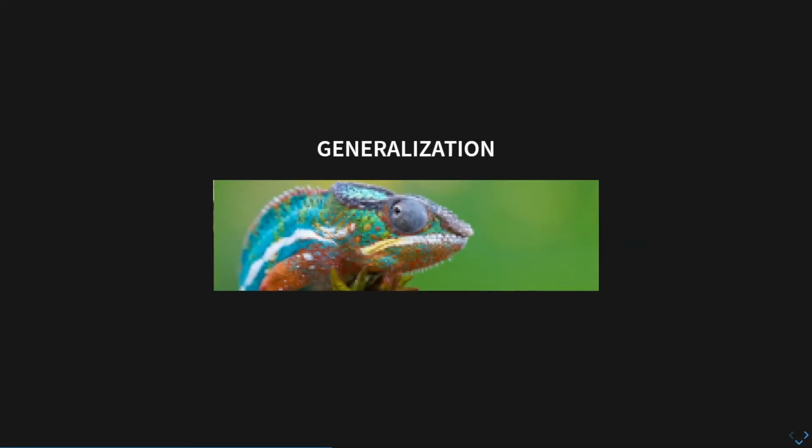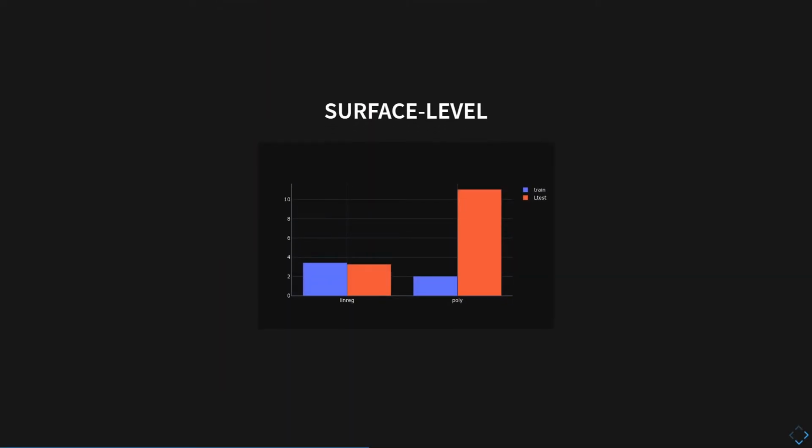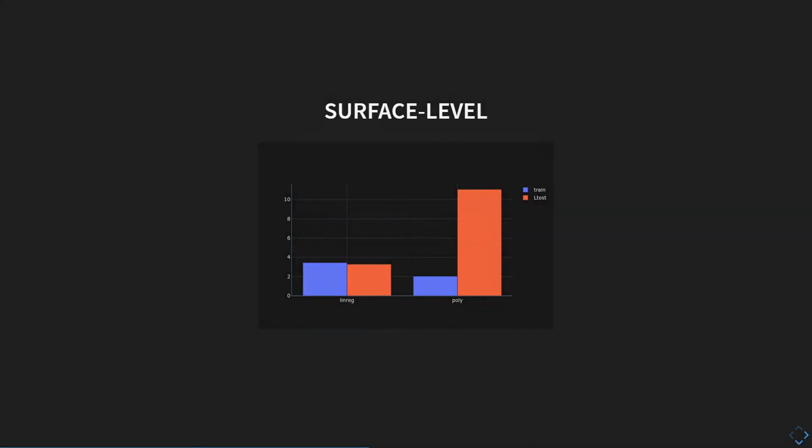Okay, so let's talk about generalization for a bit. What does generalization look like on a surface level? These plots right here are for regression, and they are mean absolute error, which means that higher is worse, right? We have a train and a test set.